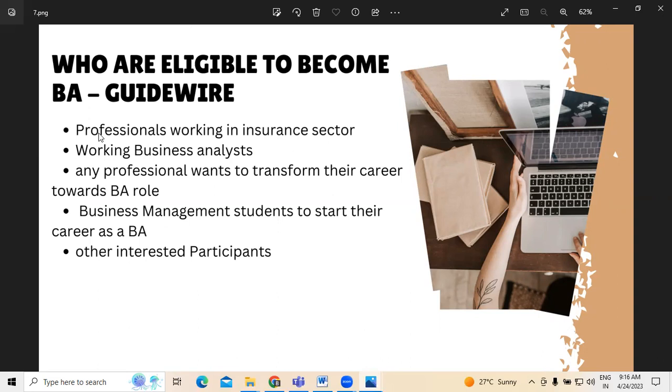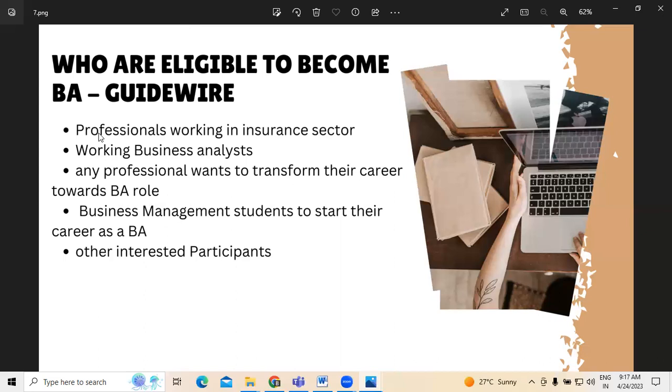Majorly, I don't say 100%, but 80% of people who want to transform their career towards the field of IT and other domains choose it as an entry gate. This is where BA will be applicable. So those people are eligible. Even business management students who want to start their career as a business analyst are also eligible.